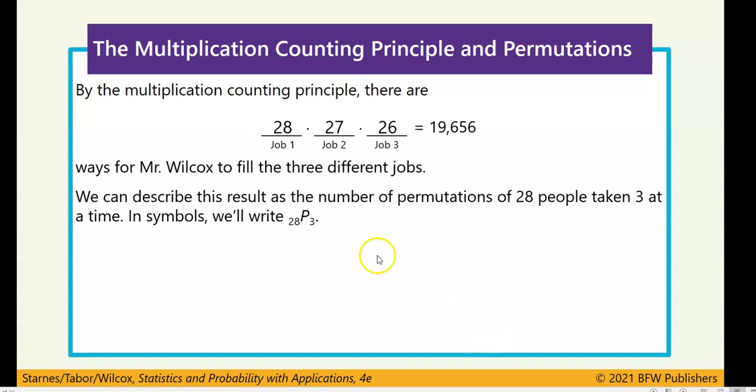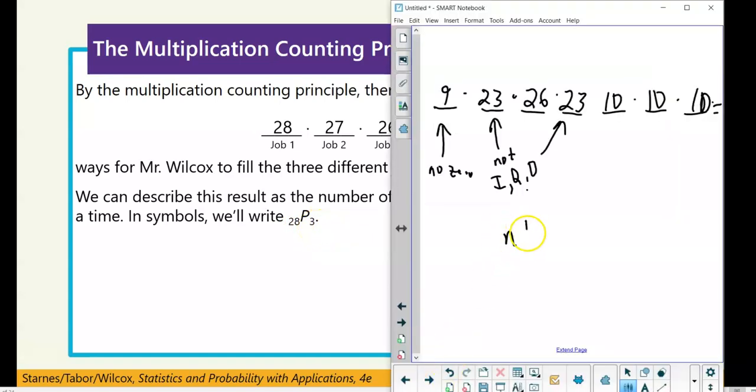The other way of doing this is to use the notation 28P3, which is similar to saying nPr in your calculator. That's how it's noted. It's called a permutation. n is the total you're taking from, and r is how many you're taking at a time. It is a calculator command.